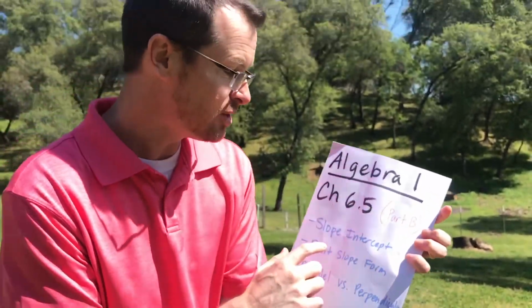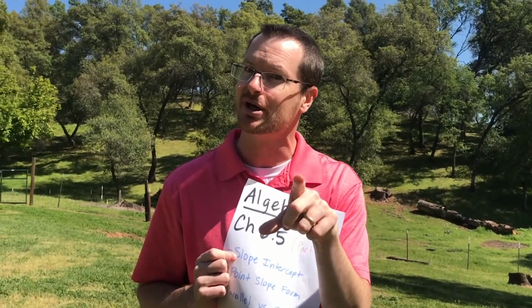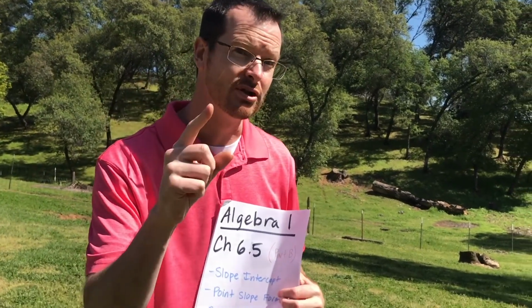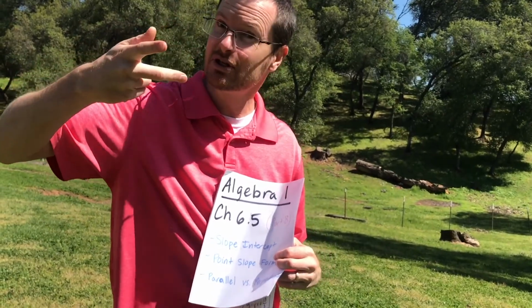Part B. You see, we learned slope-intercept form. That was y equals mx plus b. And we learned that parallel lines have the same slope. And we learned that perpendicular lines are the complete opposite, the negative reciprocal slope.